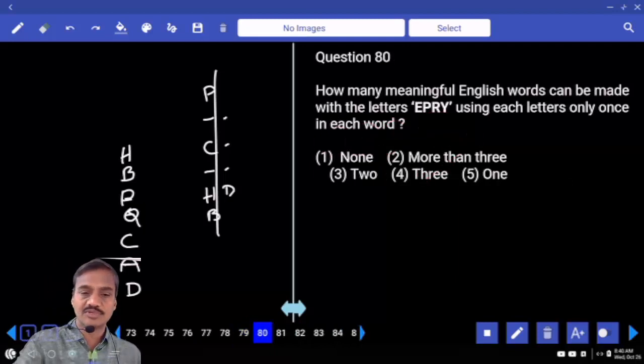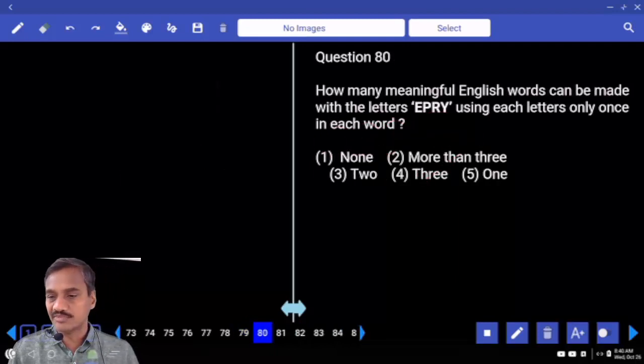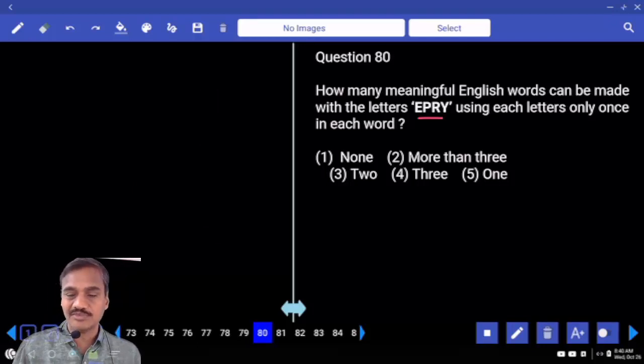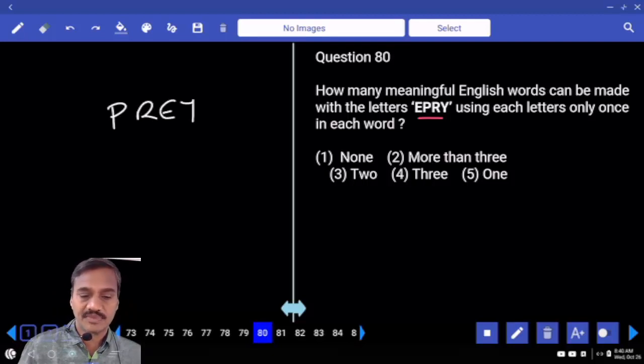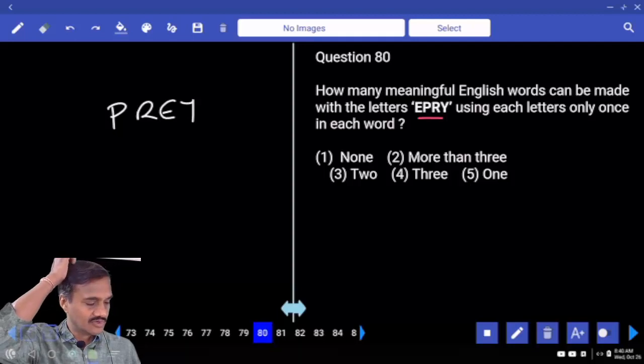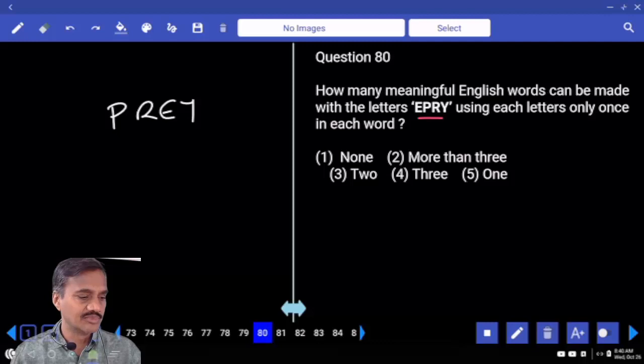Then in this question number 80, how many such meaningful English words can be made with these 4 letters? Yes, tell me what are the words that can be formed? P-R-E-Y, prey. And anything else apart from this one? No. And P-E-R-Y. P-E-R. Then what is your answer here? How many can be formed?